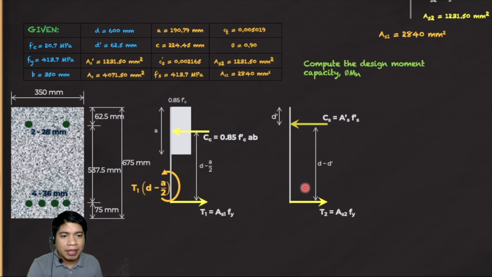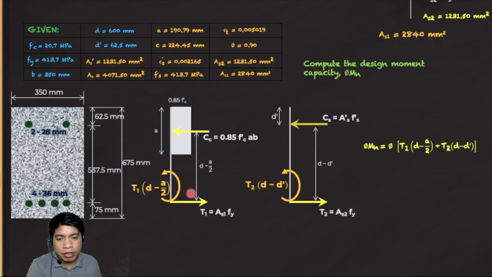Okay, tapos yung moment naman na created by T2 at ni Cs is T2 multiplied by d minus d prime. So magnitude ng isa sa mga force, kasi equal lang naman yung dalawang force na yan, multiplied by the distance between them. Okay, so ayun guys, yung ating phi Mn is equals to phi multiplied by yung sum nitong dalawa. Kasi yan yung ating magiging nominal moment. Yan na nga guys yung ating formula. Kapag sinubstitute natin, madali lang makuha si T1 kasi As1 Fy. Di ba yung As1 ay nakuha na natin. Tapos, Fy is given sa problem.